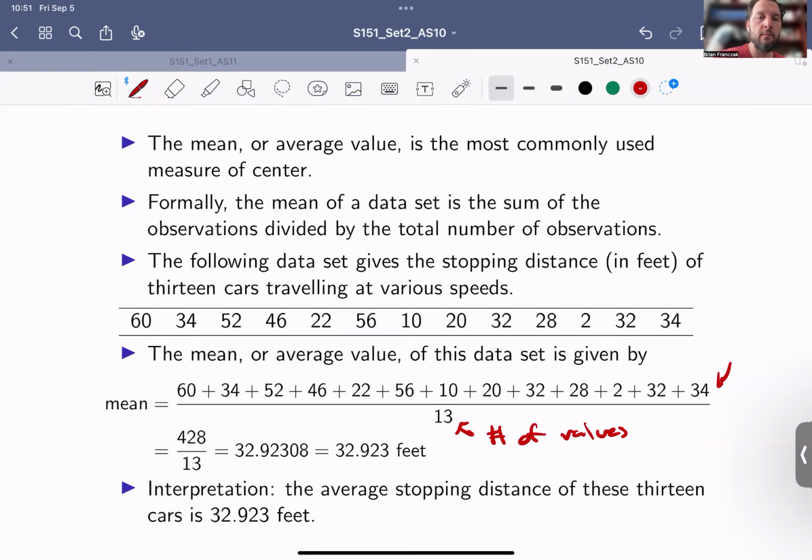So in this case, we have a mean of 428 over 13, which is 32.923. So this would give us the average stopping distance of the cars in this data set. So we would say the interpretation of this value, if we had to explain it to someone, we would say that on average, it took 32.923 feet for these 13 cars to come to a stop. So notice that I'm talking strictly about the cars in this data set. So I am using descriptive statistics. I am describing what I have actually seen.